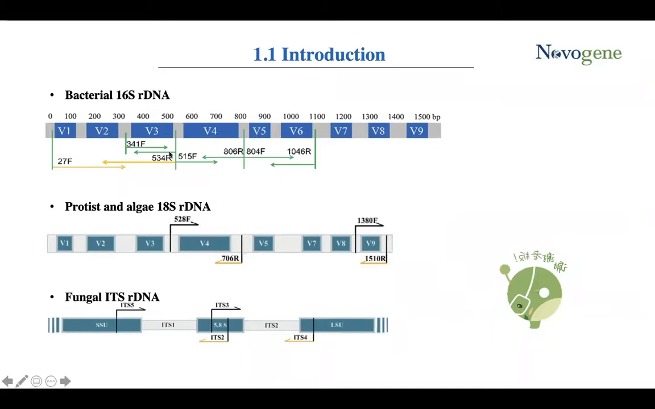For example, the V4 region of 16S rDNA is the most common target region for sequencing in order to identify bacteria. What we usually do in amplicon sequencing is use universal primers that have binding sites on the conserved regions to amplify the target hypervariable regions. Then we do the sequencing and conduct bioinformatic analysis to identify the phylogeny.